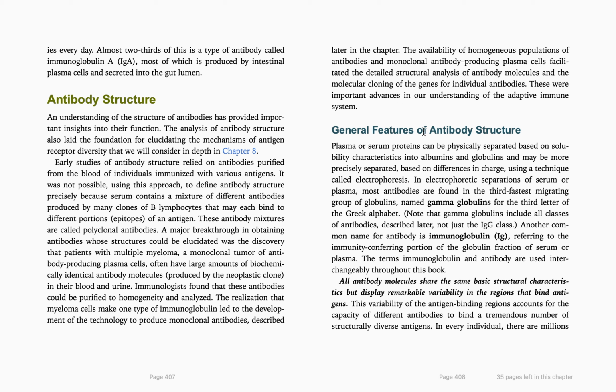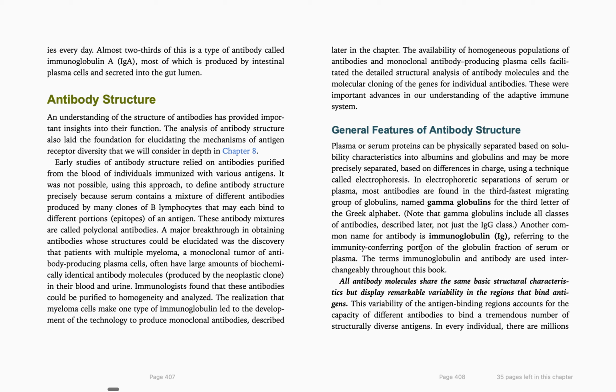General features of antibody structure. Plasma or serum proteins can be physically separated based on solubility characteristics into albumin and globulin, and may be more precisely separated based on difference in charge using a technique called electrophoresis. In electrophoretic separation of serum or plasma, most antibodies are found in the third fastest migrating group of globulin, namely gamma globulin, for the third letter of the Greek alphabet. Note that gamma globulin includes all classes of antibody described later, not just the IgG class.